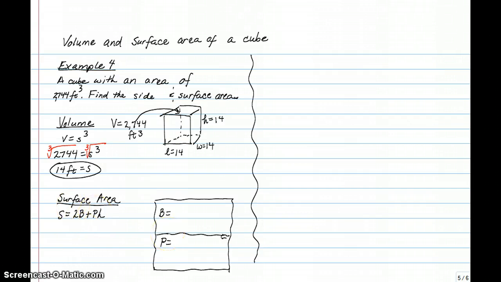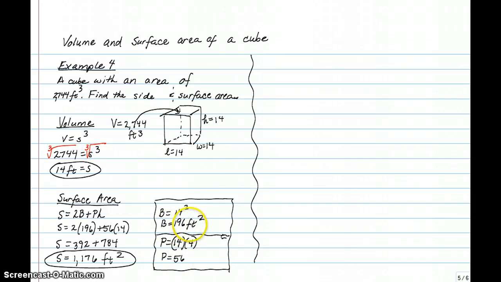Go ahead and try to find your surface area, then turn the recording back on and check it. Okay, B is 196 feet squared. Perimeter is 56 feet. You take 56 feet times the 14 height. You take 2 times the base area, which is going to give you 392 plus 784. You add those together and you get 1,176 feet.